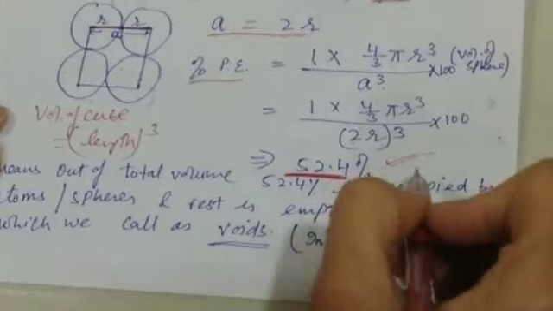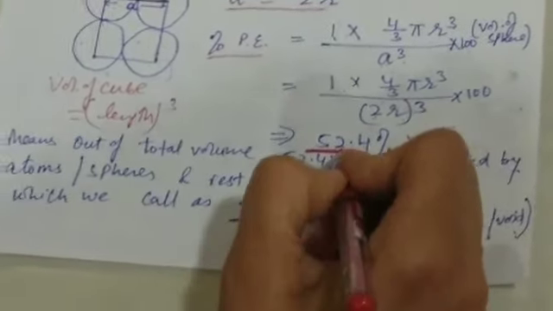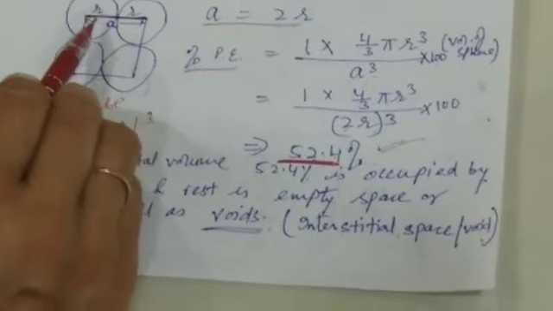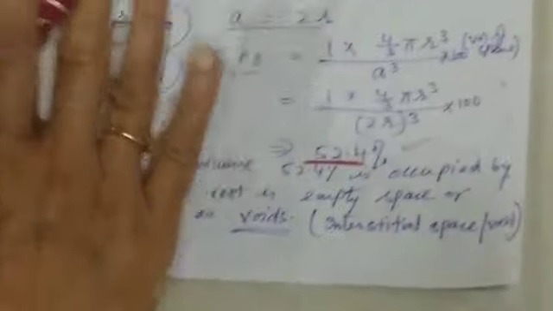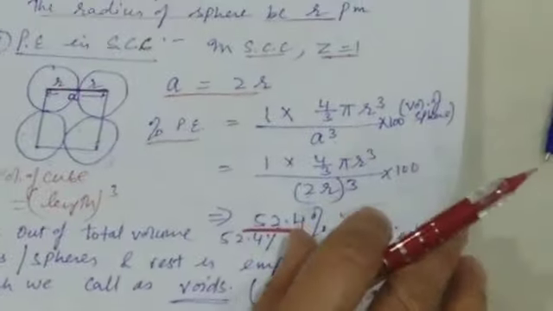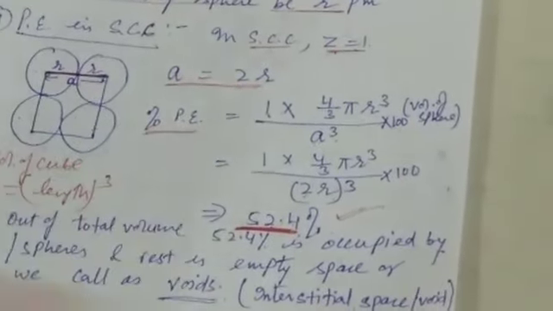It means the packing efficiency in a simple cubic cell is 52.4%. What does it mean? That out of the total volume of the unit cell, only 52% is occupied by the sphere. The rest is void. So this is how we will calculate the packing efficiency in face-centered as well as in body-centered cubic cells.